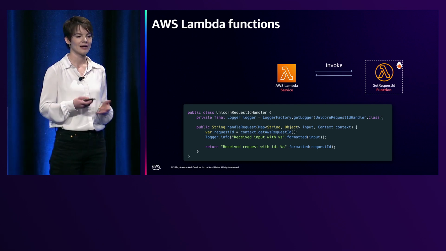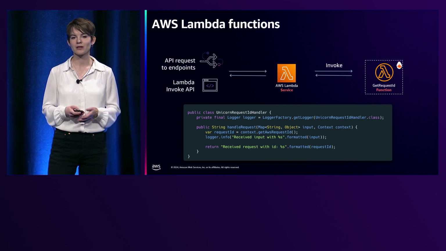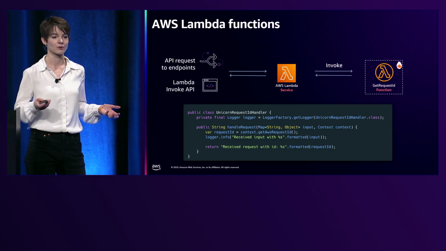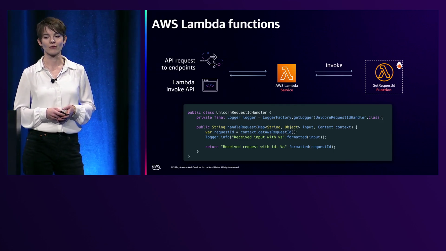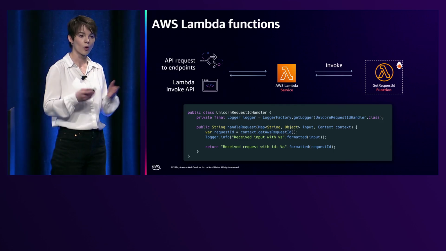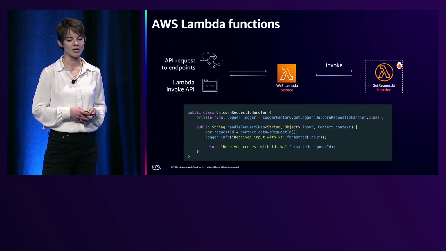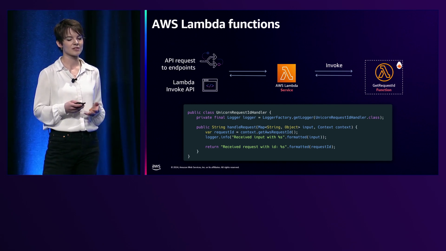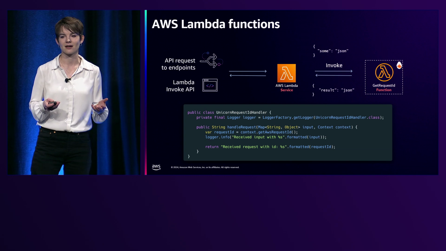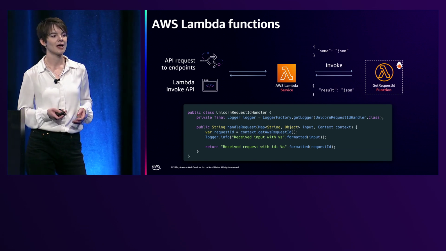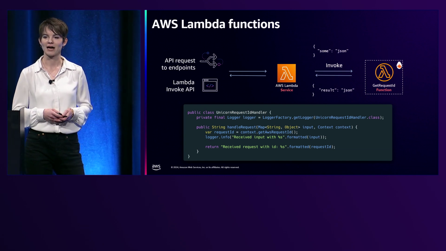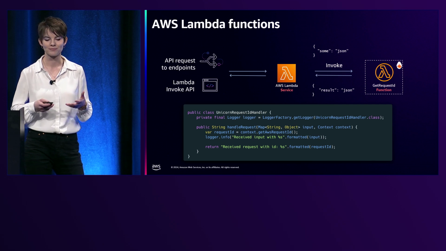Now, you can make requests to the Lambda service via an API to make requests to endpoints, or the Lambda invoke API, or different services, which we'll talk about on the next slide. When you invoke the Lambda service, it takes the inputs and passes that to the function code, and then returns whatever results are passed back after the function code is run.